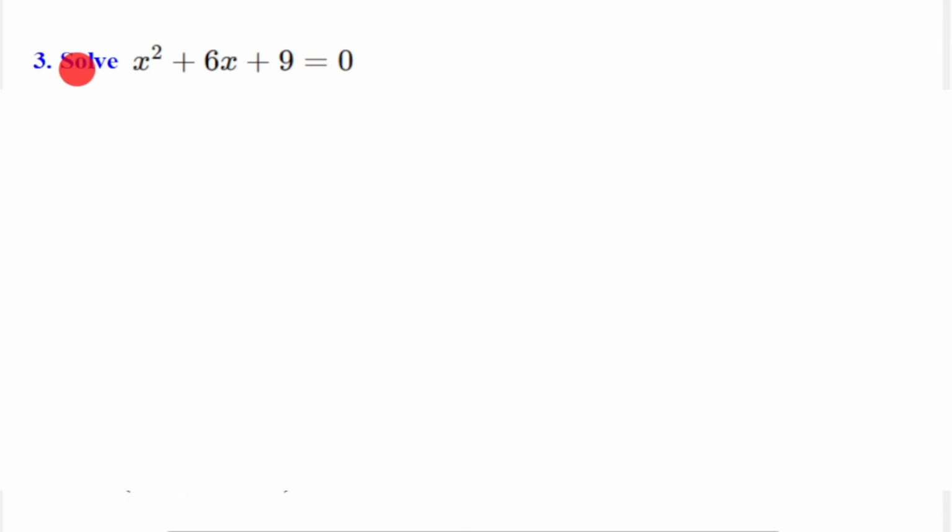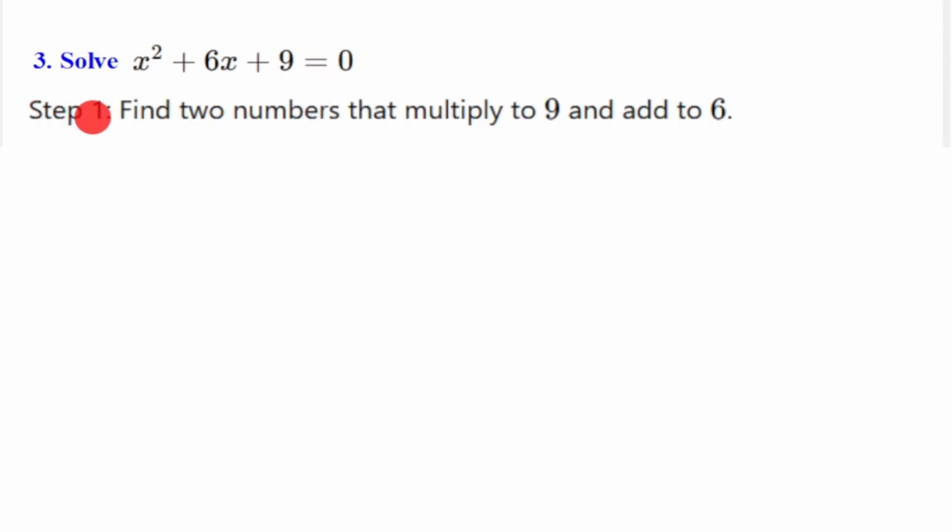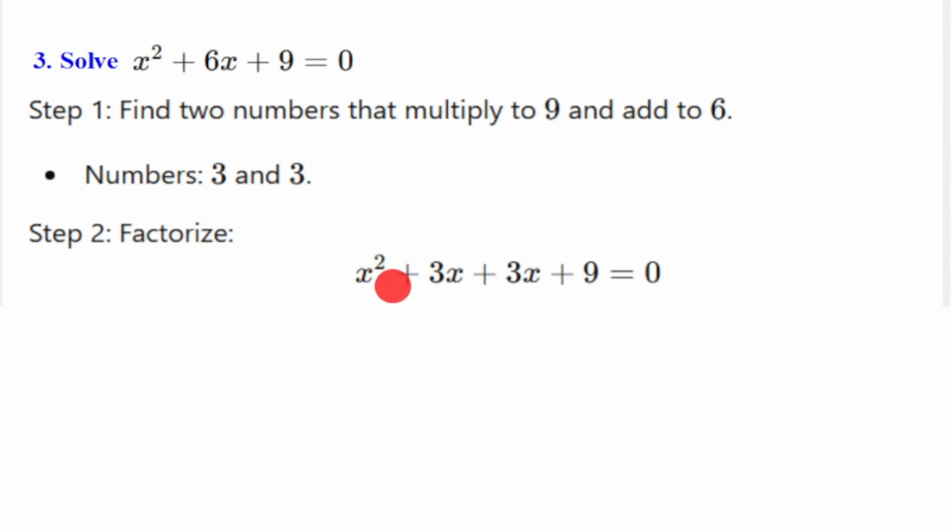Let's continue. 3. Solve x squared plus 6x plus 9 is equal to 0. Step 1. Find two numbers whose product is 9 and sum is 6. The numbers are 3 and 3. So when we insert these 3 and 3 in place of 6x, we get x squared plus 3x plus 3x plus 9. And then group these two and take out the common factors.